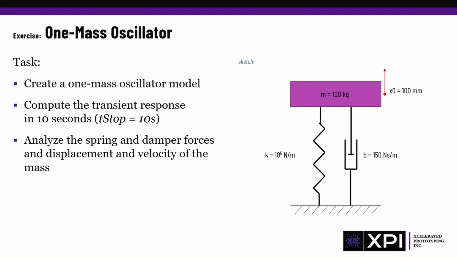Let's jump right in and build our first model. Our first exercise is going to be to build a one-mass oscillator, and we want to compute the transient response over 10 seconds. Within that transient response, we will analyze the spring and damper forces and the displacement and the velocity of the mass. We can see here on the right-hand side the schematic diagram that we'll be building in SimulationX.